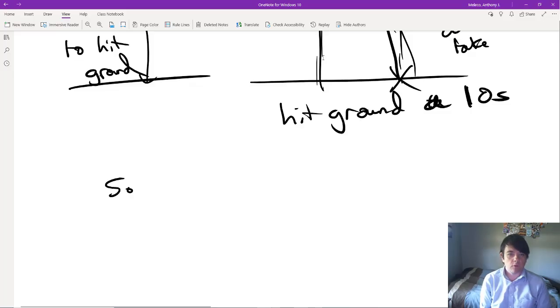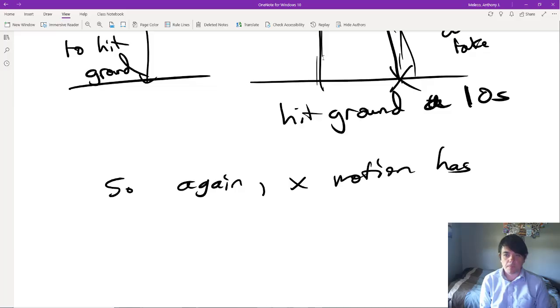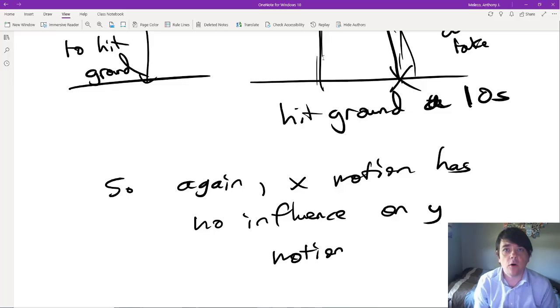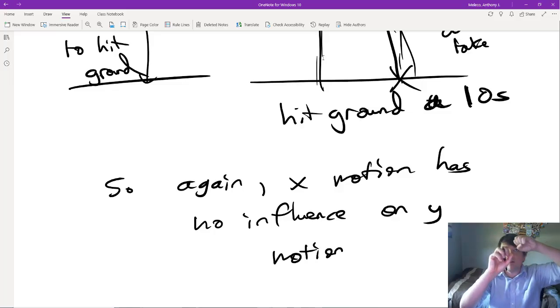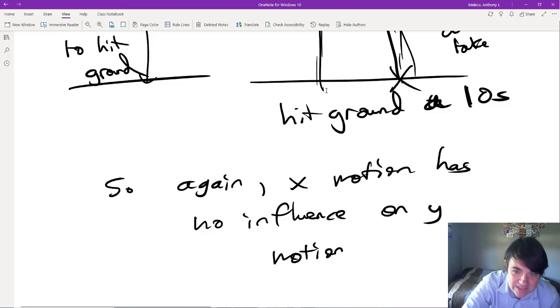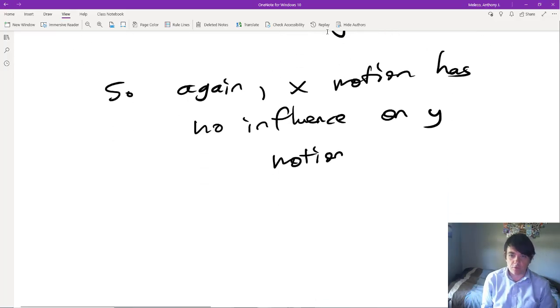So again, X motion has no influence on Y motion. Okay, and you can test this at home. You can drop a ball and throw one out to the right, and you'll see they hit the ground at the same time if you throw it exactly to the right.